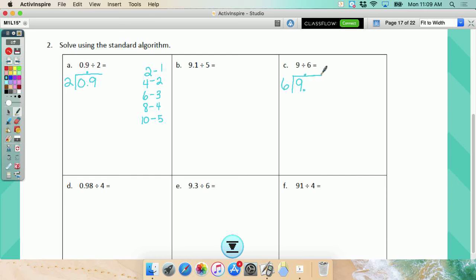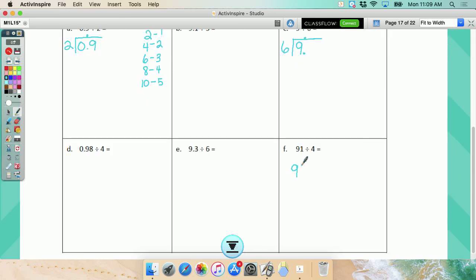Yeah, okay. I like your hair. And then there's another one like that. Do you see it? F. Good. So on this one, I'm sure it's not going to come out even. So I'm going to go ahead and add my decimal.